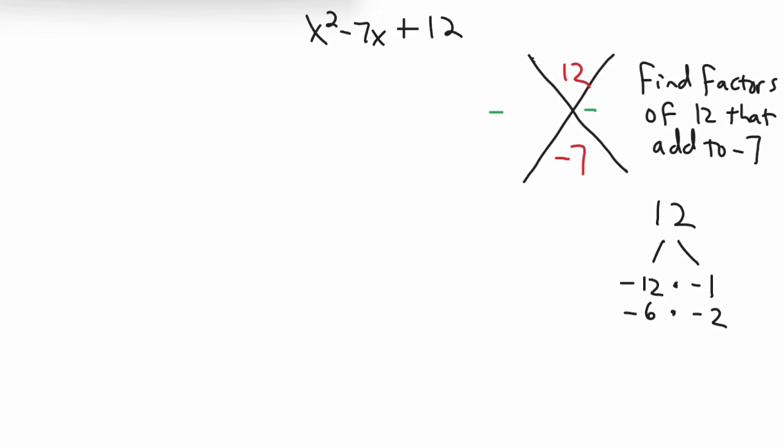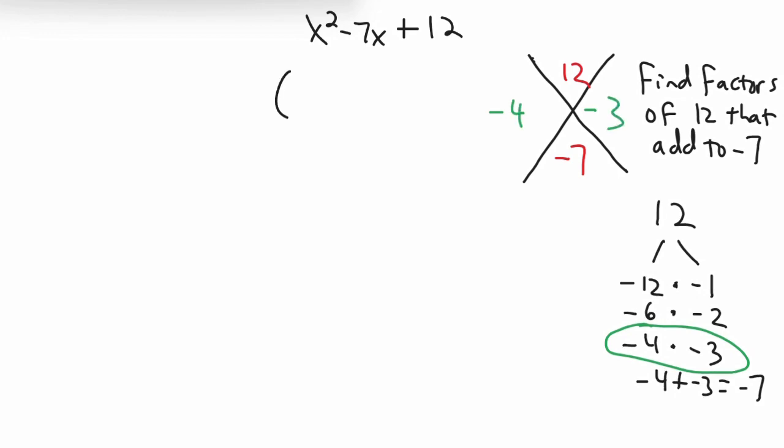Let's try negative 6 times negative 2. Negative 6 plus negative 2 is negative 8. That doesn't work. Let's try negative 4 times negative 3. Negative 4 plus negative 3 is negative 7. So negative 4 and negative 3 are the factors that we need. So you got x minus 4, x minus 3.